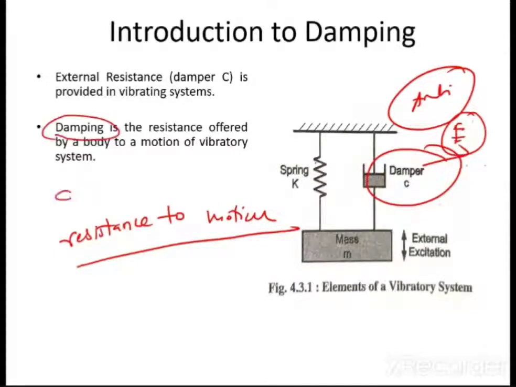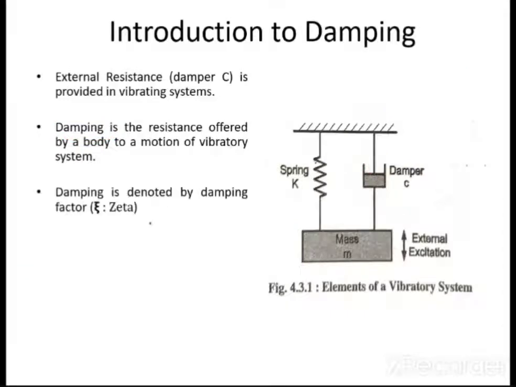Okay, and damping is denoted by the damping constant C. What is C? C is nothing but a damping constant. What is the unit? We'll understand. Okay. So damping is denoted by damping factor zeta. So this is the factor zeta. This is called zeta.